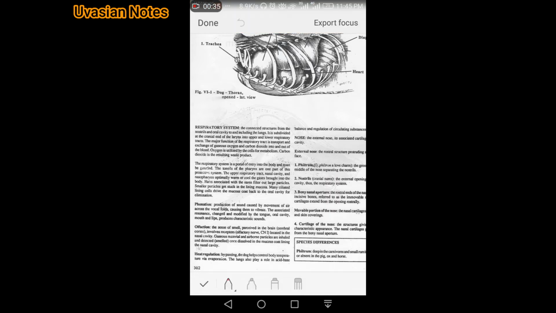For example, in this paragraph, some basic functions of the respiratory system are described. And basically the respiratory system is composed of the upper respiratory system and the lower respiratory system. The upper respiratory tract is basically composed of the nasal cavity and nasal pharynx, which optimally warm or cool the gases brought into the body. There are some fine hairs present in the nasal cavity which filter out large particles, and smaller particles get stuck in the lining of mucosa.